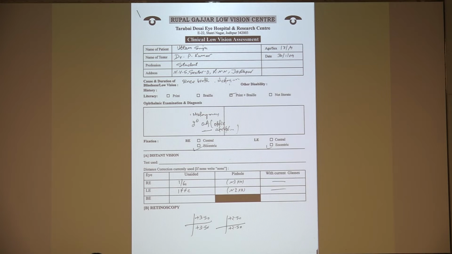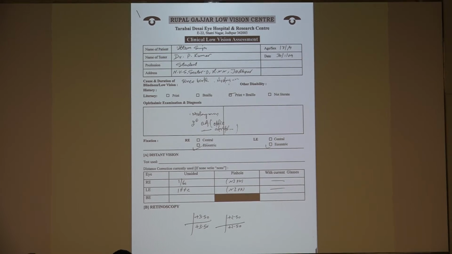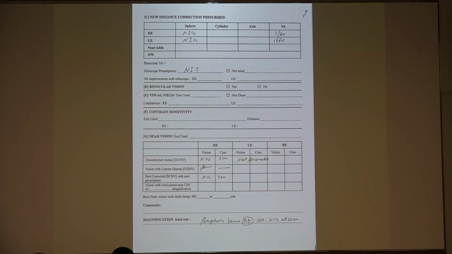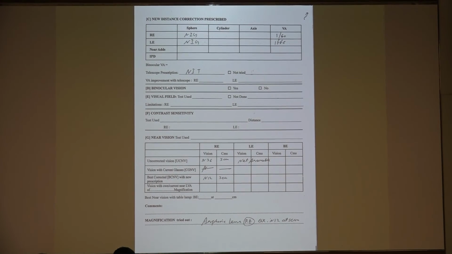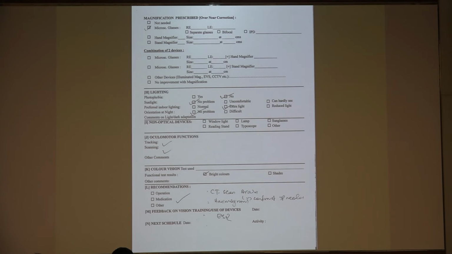So here is the example of our low vision clinic's sheet, where in this patient with nystagmus and secondary optic atrophy, the distance vision is not improved, but with the near vision correction, the near visual acuity improved from N36 to N12. So we prescribed these near vision devices, low vision devices for him.